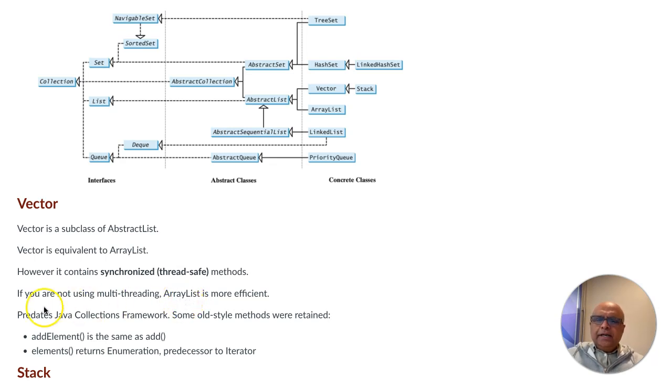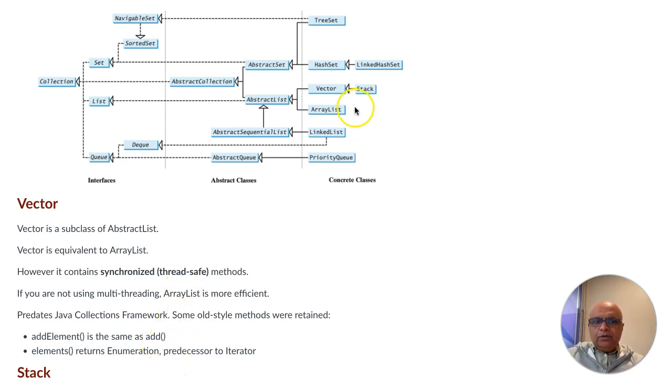Now, this is an older class. It predates Java Collections Framework. So it's got some old style methods that were retained. For example, it's got addElement there for backward compatibility, but essentially it is the same as add. It's got elements that returns an enumeration, which is a predecessor to iterator, some older stuff there.